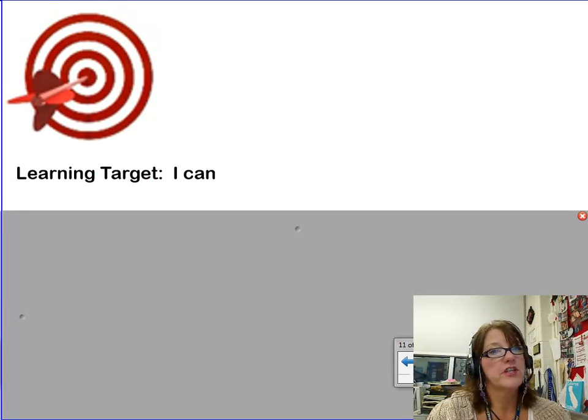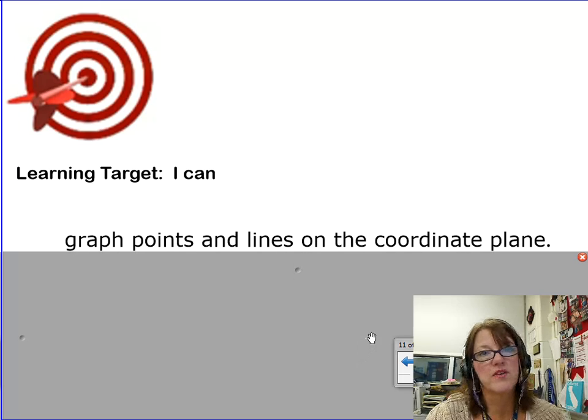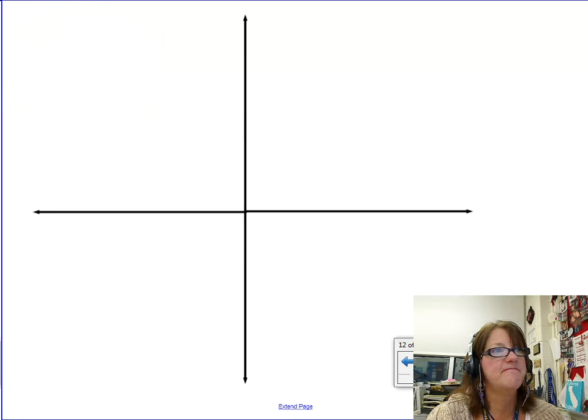All right, your learning target for this section is that I can graph points and lines on the coordinate plane. So today we're going to be actually getting on the grid and graphing and showing where these ordered pairs are and where they live and reside on the coordinate system.